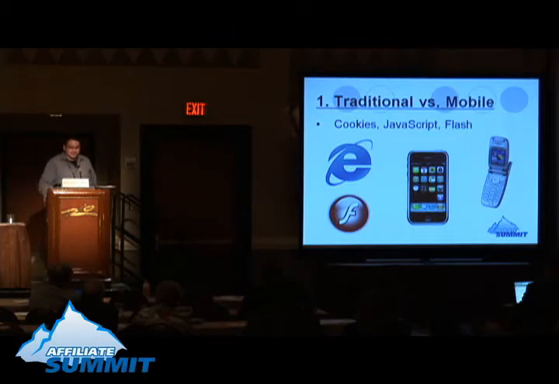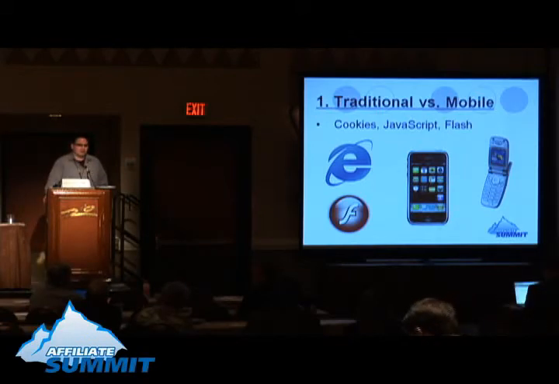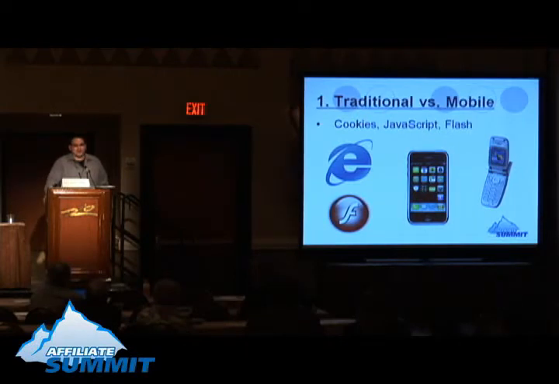One major important difference between the wired internet and the mobile internet is the use of cookies, JavaScript, and Flash. Most phones that are being produced now do support cookies. However, many of the older ones that are around don't. That also creates a problem in terms of tracking. So you would need a cookie-less tracking system for affiliate marketing. We're going into that a little bit further.